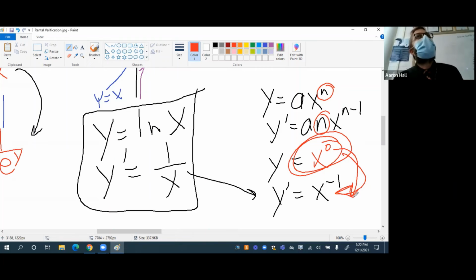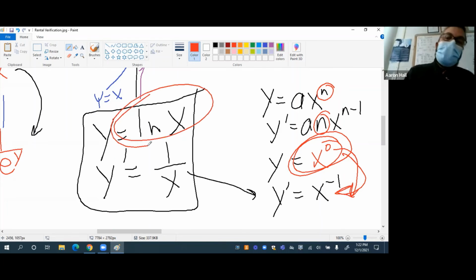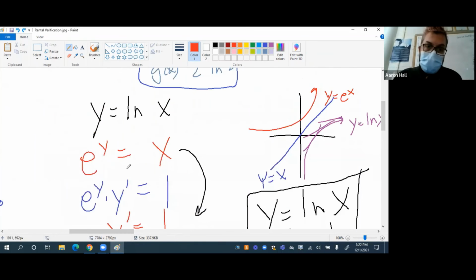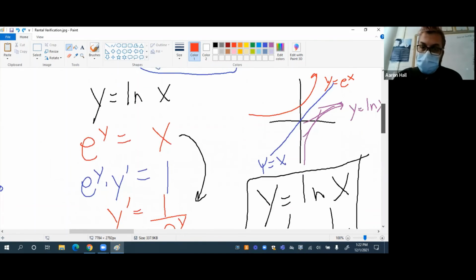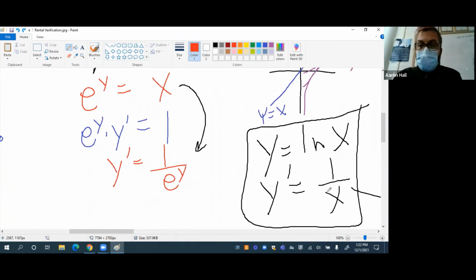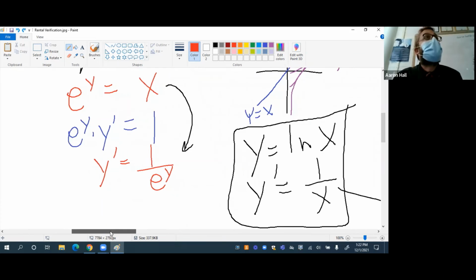Do you agree? So we have ln of x that will take us there. And how do we know that the derivative of ln of x is 1 over x? Well, we calculated it. This is the proof, showing us that the derivative of ln of x is indeed 1 over x. Is everybody good?